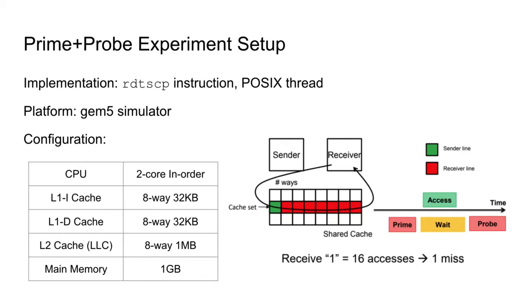In Prime and Probe, the attacker occupies a set, waits for the victim to evict his data, and then measures the timing. The RDTSC instruction is crucial for timing measurement, and POSIX threads are for multi-threading. The attack is tested with Gem5 simulation. The system configuration is laid out in the table at the bottom.